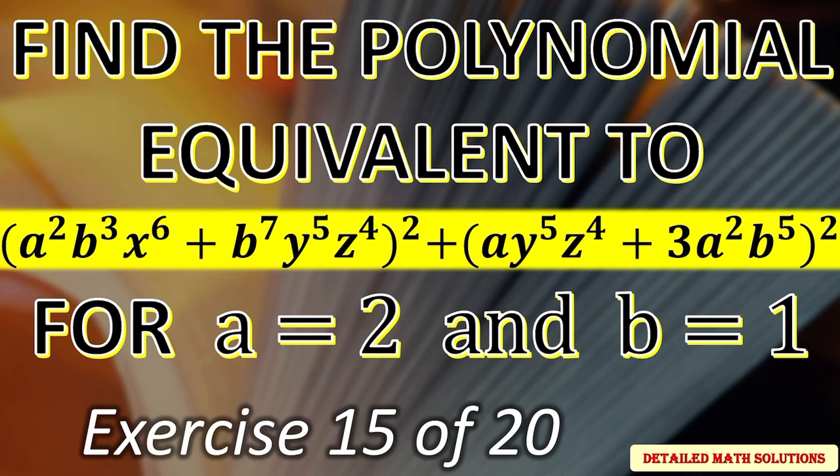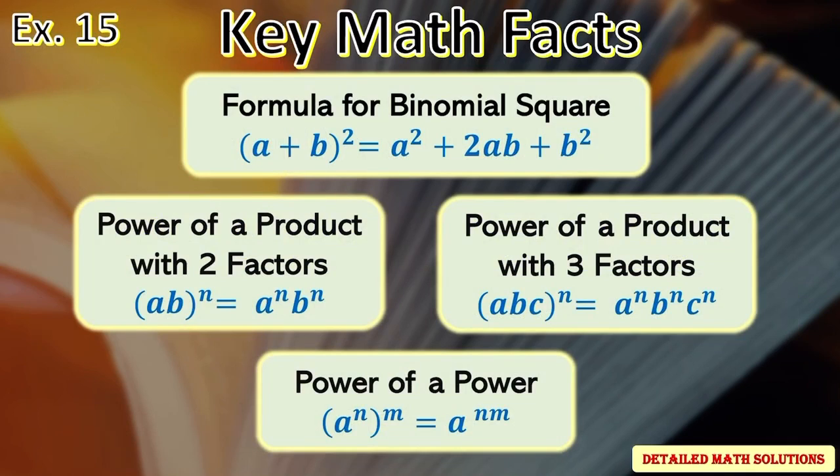In this video, I'm going to write step by step how to find the equivalent polynomial for a equals 2 and b equals 1. To solve this exercise, I'm going to use the formula for binomial square and the rules of exponents for power of a product with 2 factors, power of a product with 3 factors, and power of a power.